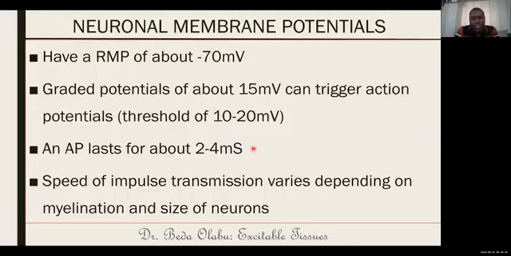The range at which signal is transmitted along the axon fiber varies a lot. Could be as low as 5 meters per second, could be as fast as 120 meters per second. So the range is wide.